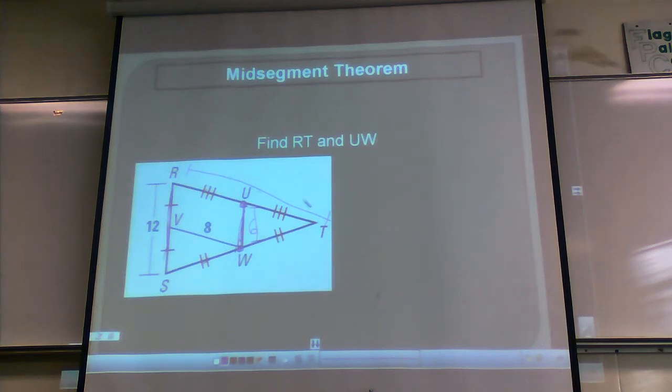What about this one? 16. Again, because RT and BW are parallel to each other, BW is a mid-segment, you just double it. Multiply by 2. Not that difficult a thing to do. It's just an identification thing. If you can identify a mid-segment, you're going to make your life a lot easier in terms of figuring out size.